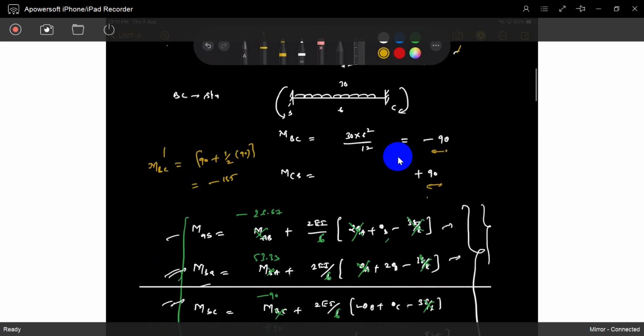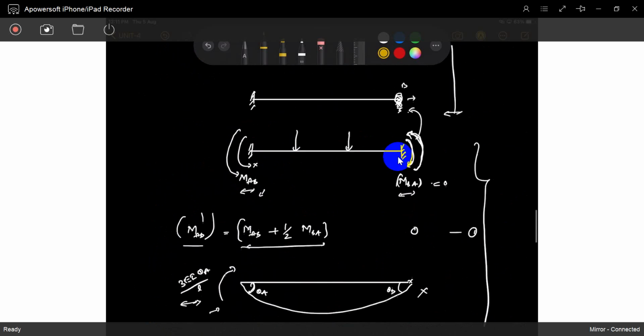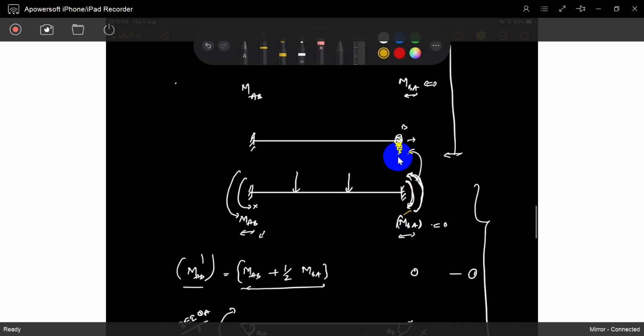So why does it come into the picture? We explained it here. The MBA fixed end moment we write, but finally it is going to be 0. That's why we apply the same moment in the opposite direction. If you write it in the opposite direction, it will come to the same direction as this, because half of it is transferred to the other end. So that's it.